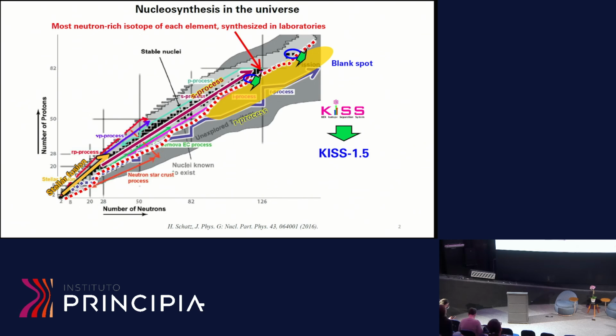The red dotted lines indicate the most neutron-rich isotope of each element synthesized in laboratories so far. So there is a vast region which is unexplored so far. It's called the blank spot between the known nuclei and the r-process path. So we are promoting the KISS project to produce neutron-rich nuclei around N equal 126 and the actinides. And further, we are proceeding with the update of KISS, so-called KISS 1.5, to go to further neutron-rich sides.